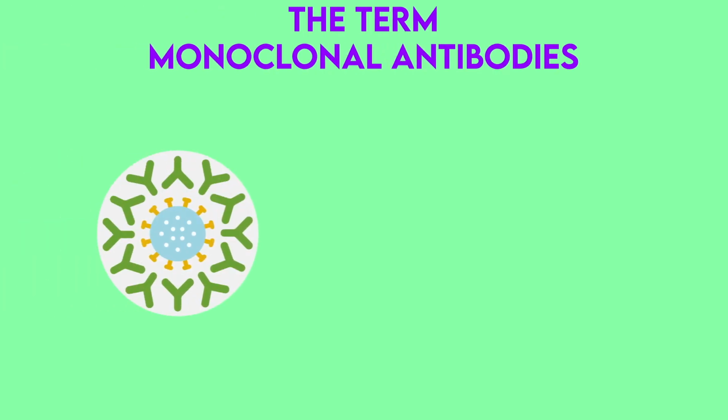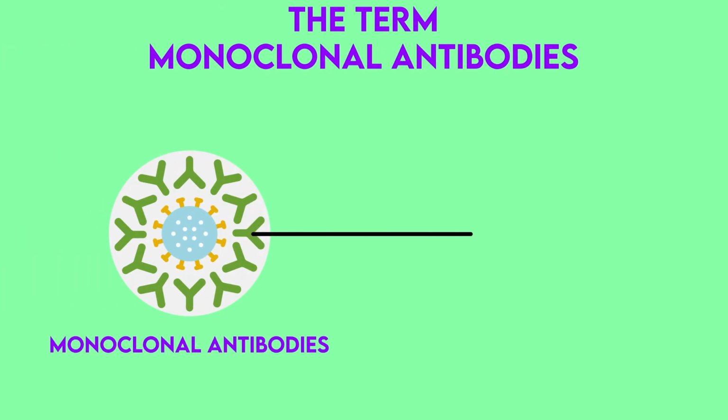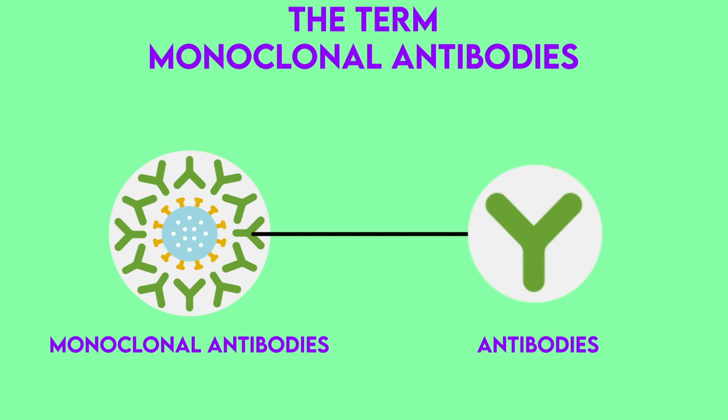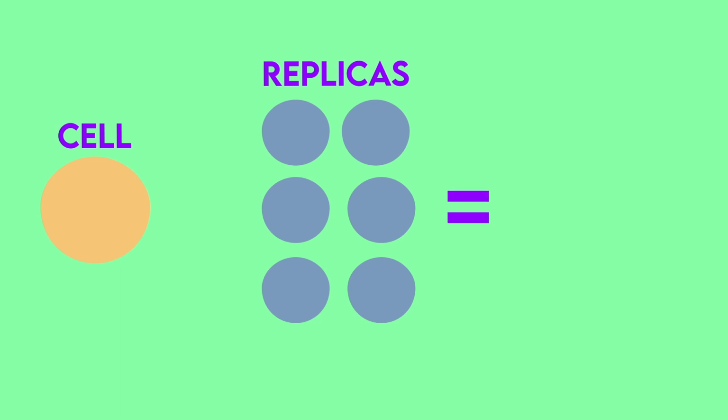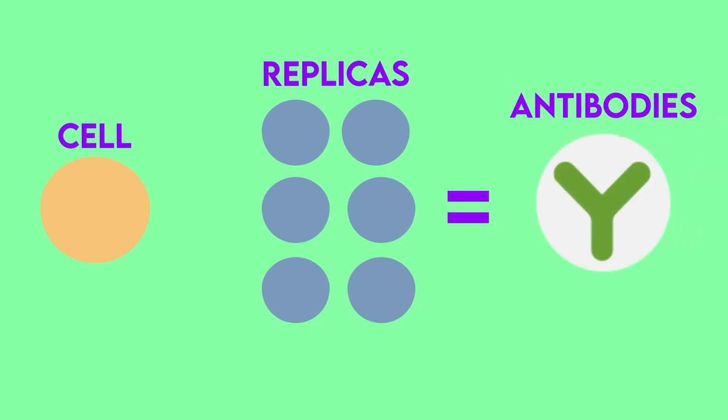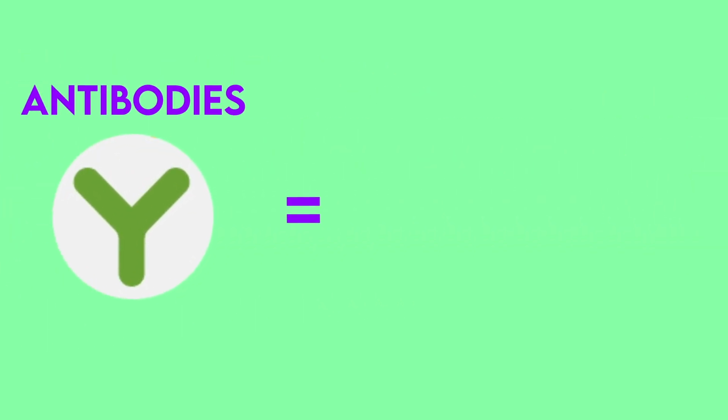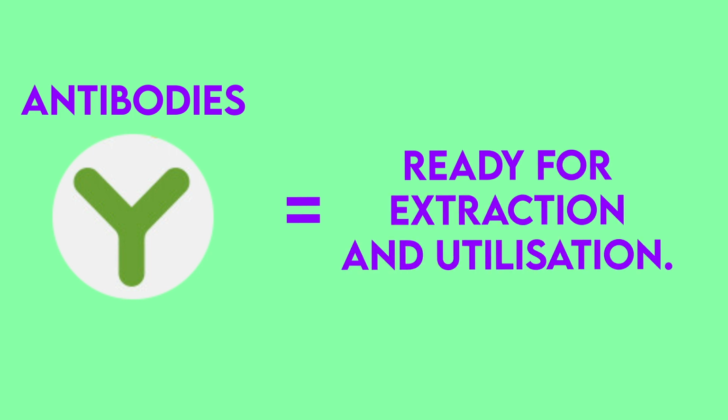The term monoclonal antibodies essentially refers to antibodies derived from a single set of cells. The way it works is we take a cell, duplicate it multiple times, and utilize these replicas to produce antibodies. And the result are monoclonal antibodies ready for extraction and utilization.